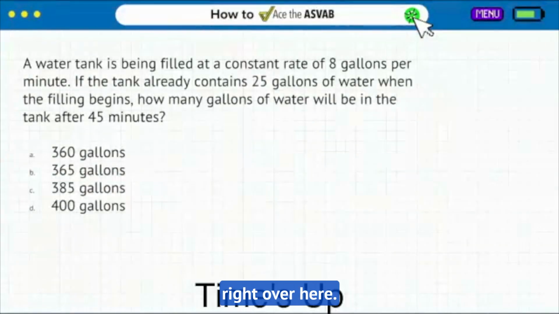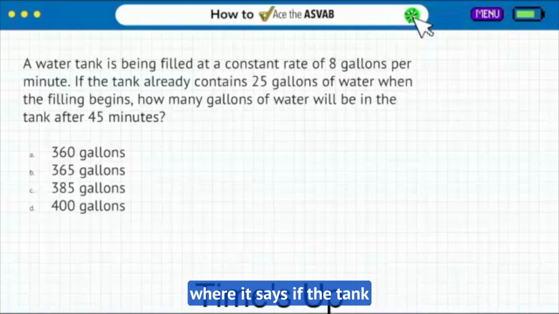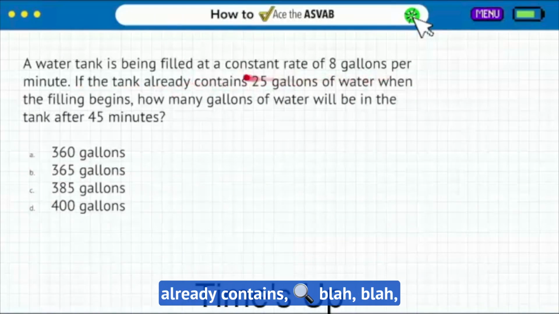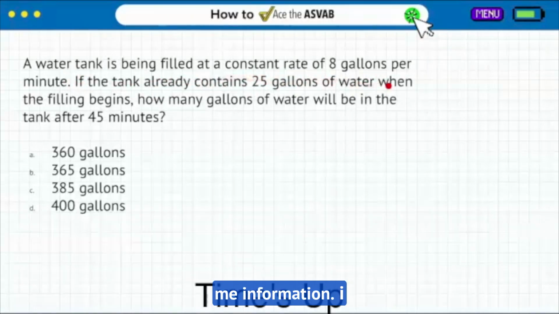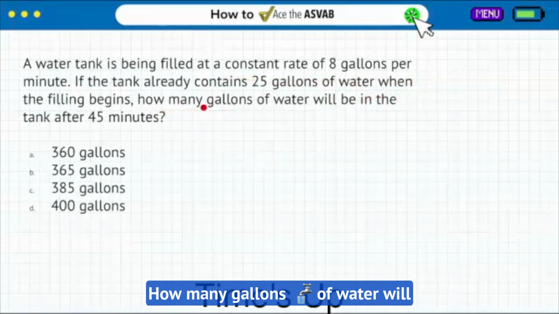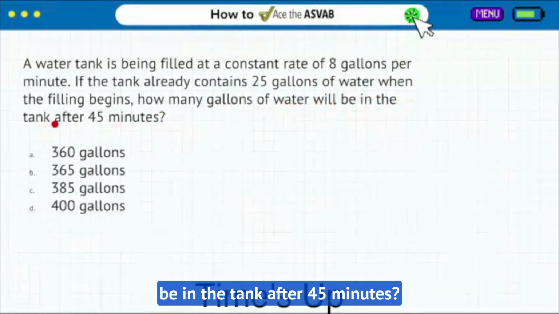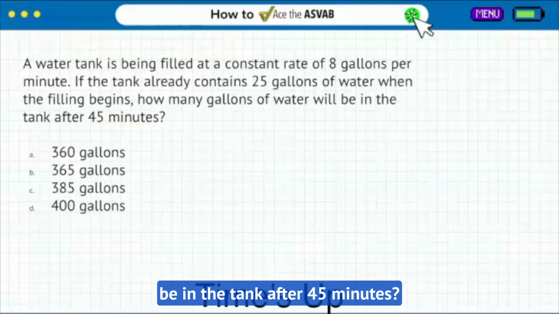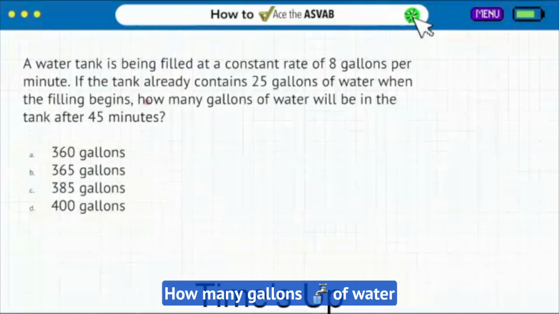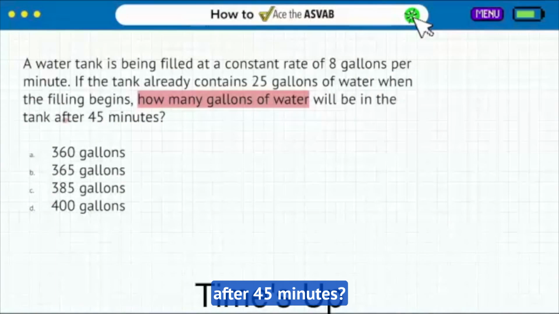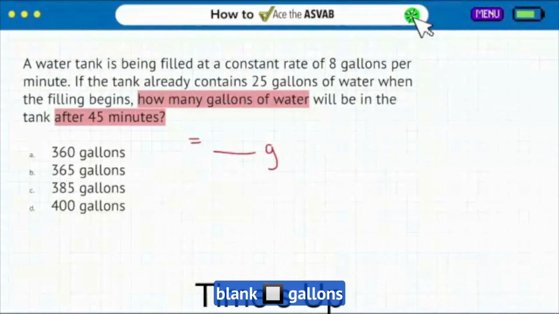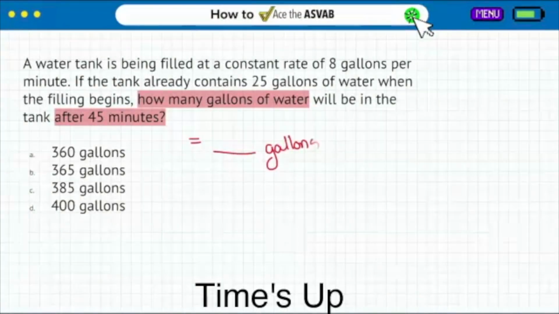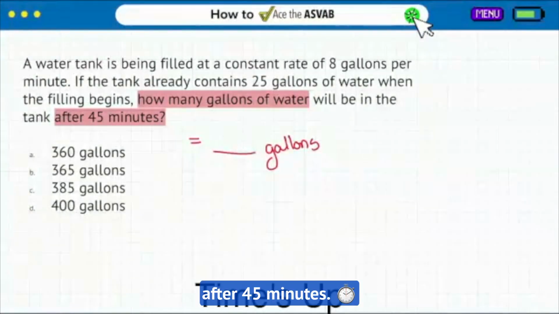So we're going to go right over here, where it says, if the tank already contains blah, blah, blah. That's not the question. That just says if. That's just giving me information. How many gallons of water will be in the tank after 45 minutes? That's the question. So we're looking for blank gallons after 45 minutes.